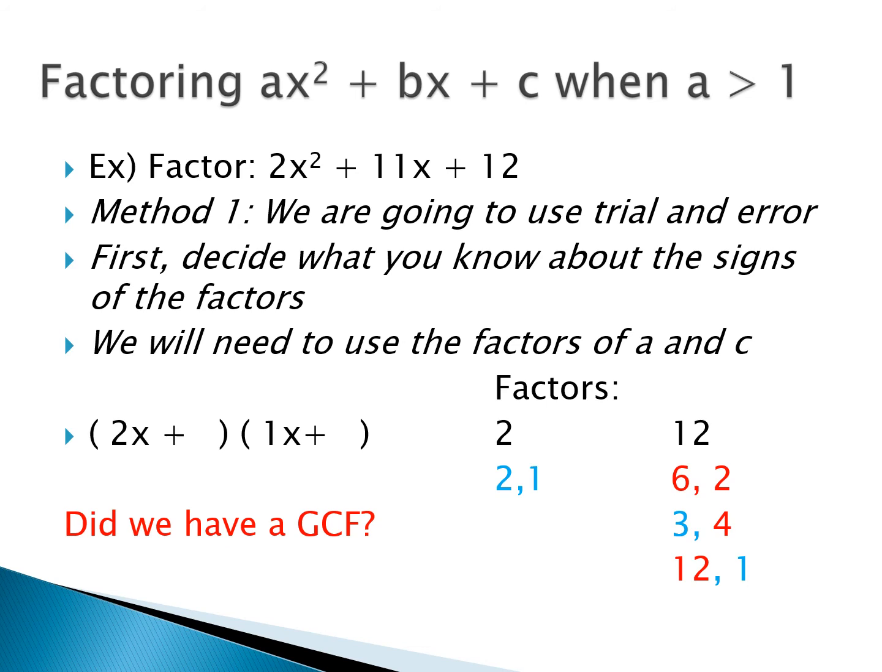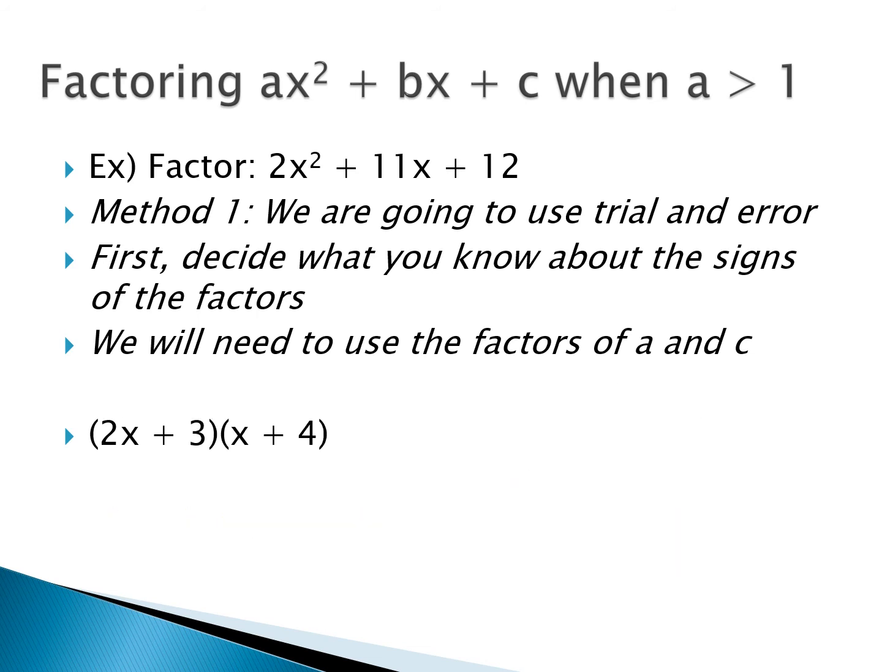Okay, so if I plug in 3, I also could try the 1 with the 2x and the 12 and really just multiply that out and see which one works. And so the 3 and 4 are the ones that work there. Again, if I FOIL that out, I get 2x times x, which is my 2x squared, 2x times 4, which is 8x, 3 times x, which is 3x. Those two combined to give us our 11x, and 3 times 4 is 12.